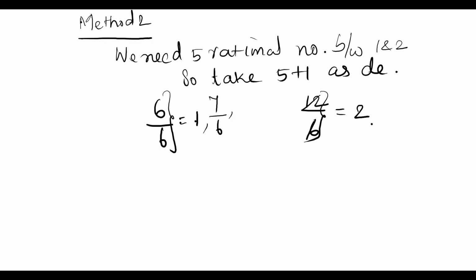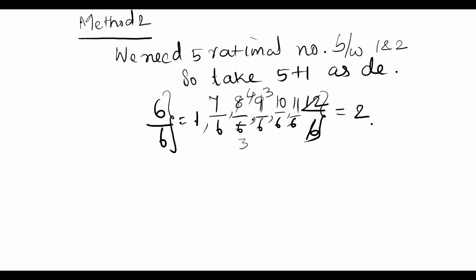The denominator is common between the two fractions. So between 6 and 12 in the numerator, we can choose a few more fractional numbers. So after 6 by 6, we have 7 by 6, 8 by 6, 9 by 6, 10 by 6 and 11 by 6. Last we have 12 by 6. So we have found 5 rational numbers between these two fractional numbers.